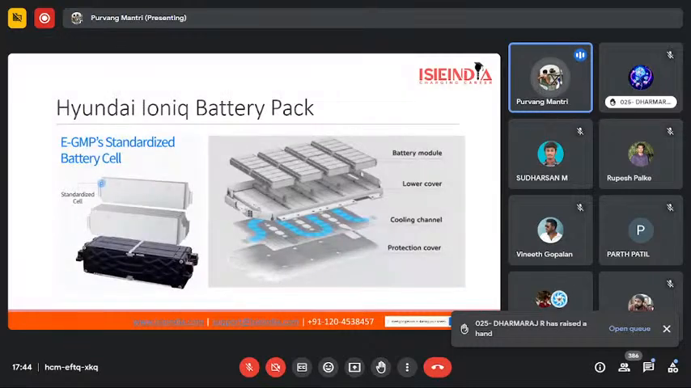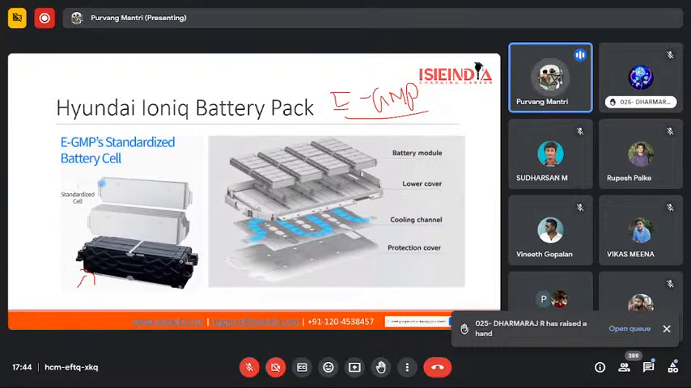And lastly, we have the Hyundai Ioniq battery pack, in which pouch cells are being preferred. They are not using cylindrical cells, they are using pouch cells, and this is one battery module, and they are using a number of battery modules. So this is their eGMP platform. So it will come in India soon.